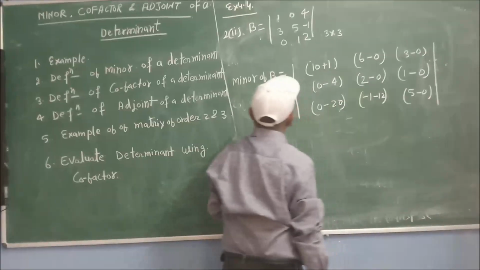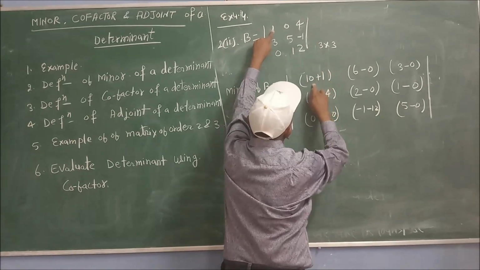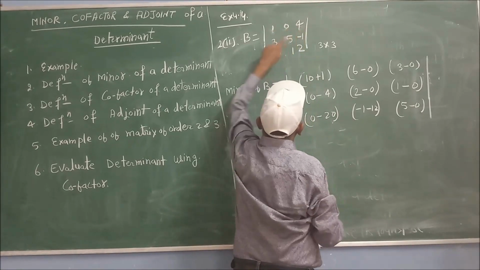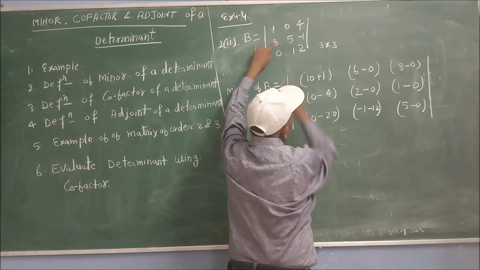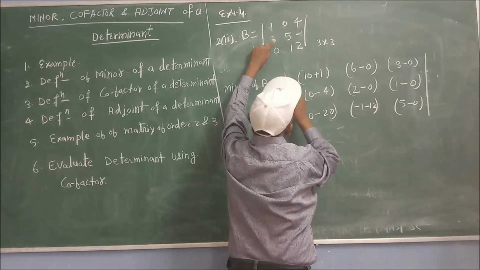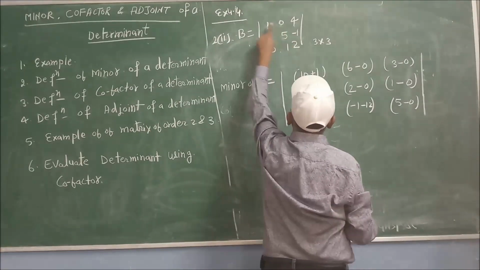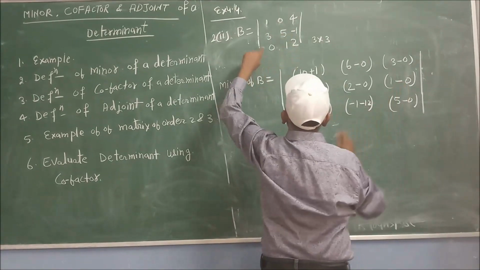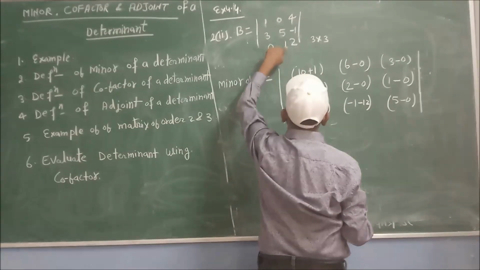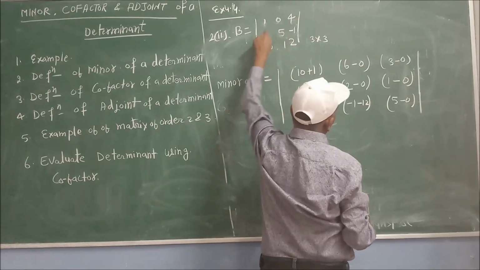Once again check, is it correct or not? For 1, 5 into 2, 10 plus 1. For 0, 3 into 2, 6 minus 0. For 4, 3 into 1, 3 minus 0. For 3, 0 into 2, 0 minus 4. For 5, 2 minus 0. For minus 1, 1 minus 0. For 0, this will be 0 minus 20. And for 1, this is minus 1 minus 12. And for 2, 5 minus 0.